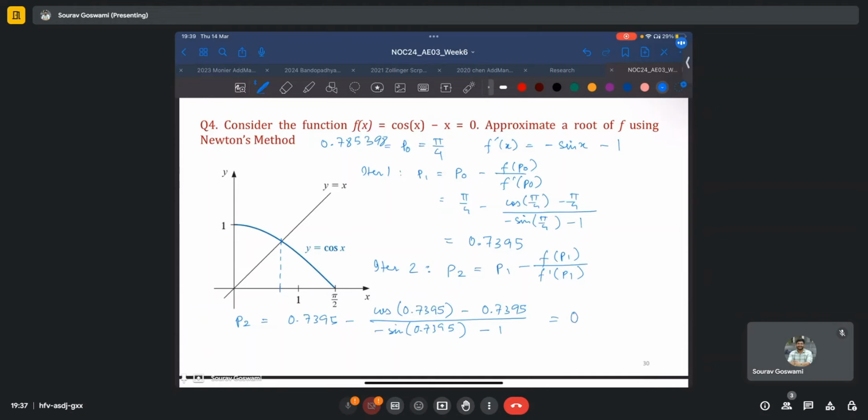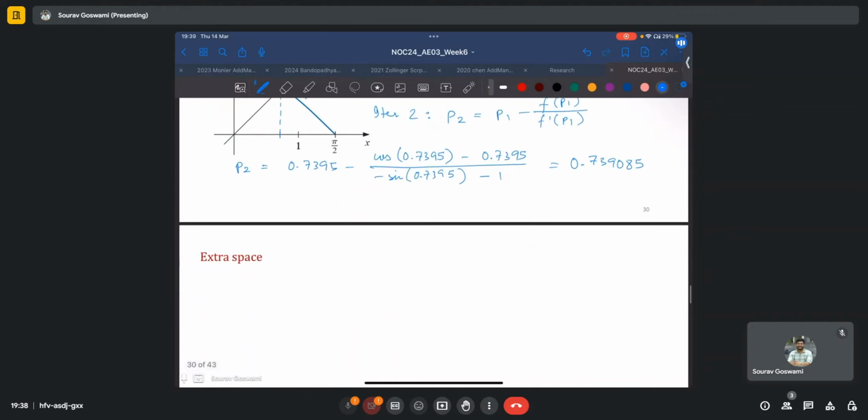This comes out to be 0.739085. Okay, I'm sorry, I did not maintain consistency in the number of digits. Okay. Again, let's perform a few more iterations.